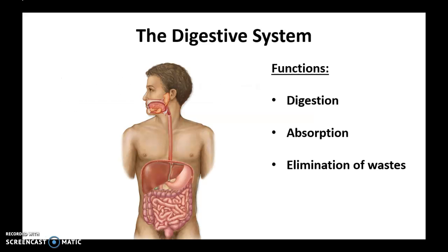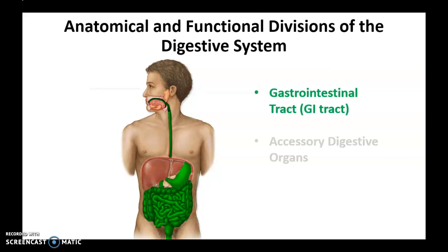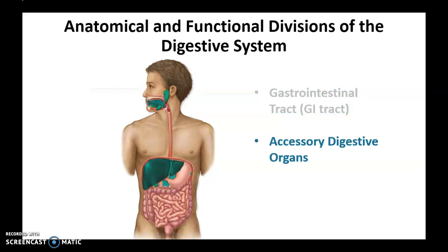The system of our body that helps us to digest food, absorb nutrients, and get rid of all the undigested wastes is called the digestive system. Anatomically and functionally, the digestive system is made up of a long, hollow, tubular gastrointestinal tract, also known as the GI tract, highlighted in green here, and there are some accessory digestive organs.